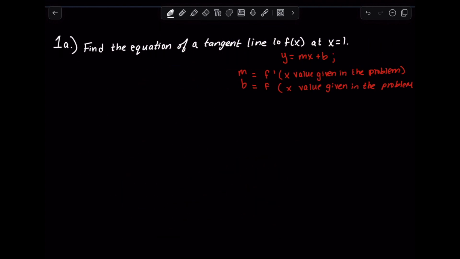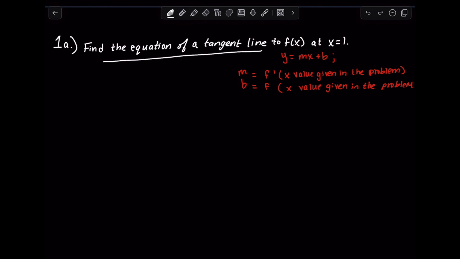Moving to 1a, I threw in this bonus question because a common way the professors like to challenge you is to pose the question, find the equation of the tangent line to f of x at x equals 1 or at whatever x value they provide. So all you need to know here is don't let this trick you.